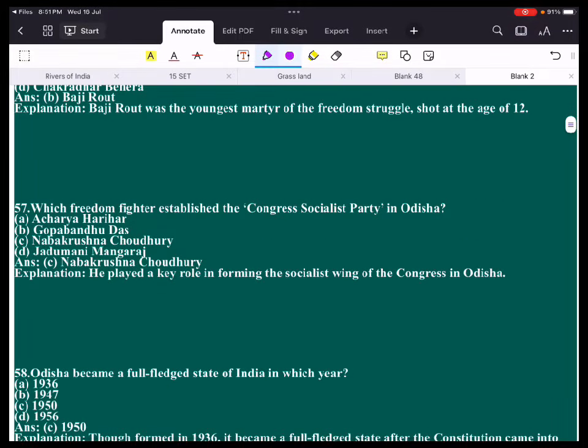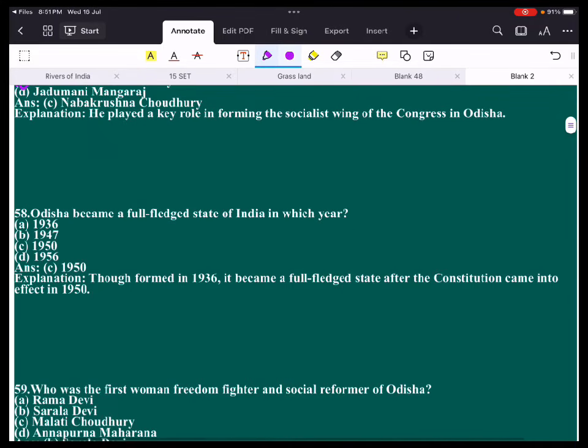Question number 57. Which freedom fighter established the Congress Socialist Party in Odisha? It is option C, Navakrishna Chaudhary. In which year did Odisha become a full-fledged state of India? Option C, 1950. Though formed in 1936, it became a full-fledged state after the Constitution came into effect in 1950.